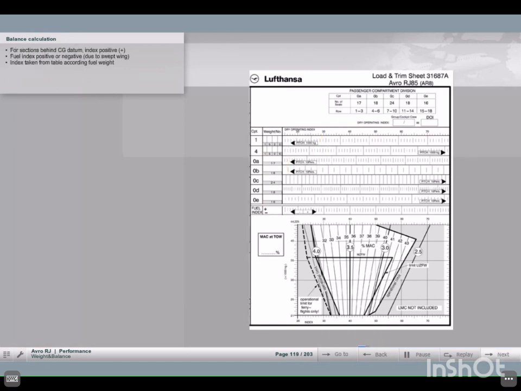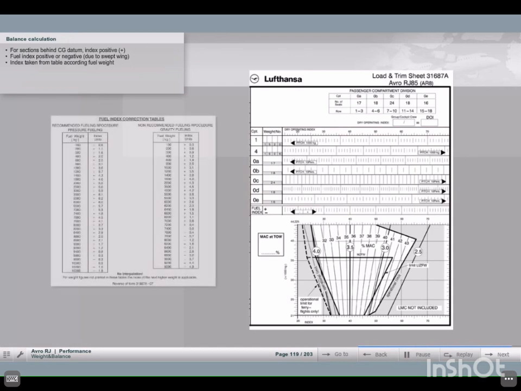If the loaded section lies behind the CG datum, such as load compartment 4 or passenger sections 0C, 0D, or 0E, the index is positive, thus the CG travels rearwards. The fuel index may be, due to the swept wings, positive or negative. For a given fuel amount, the index is taken from this chart, which is part of the load and trim sheet.